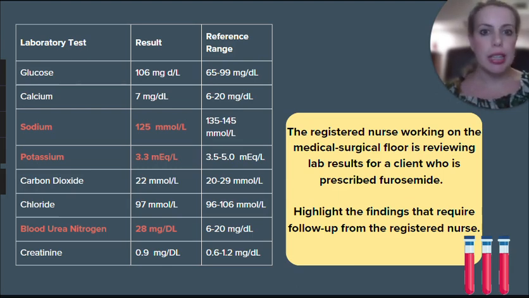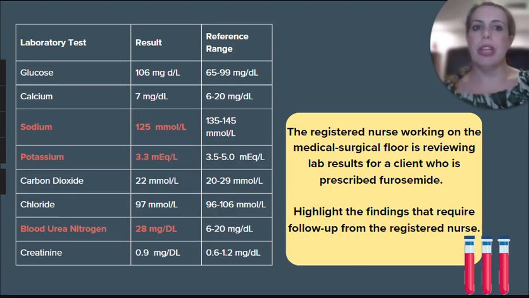Same story with potassium. If that potassium continues to trend down, our client can then end up with life-threatening arrhythmias. So yep, we're going to go ahead and highlight that also. So then we have our carbon dioxide and our chloride. They're still looking okay. What about that blood urea nitrogen, or BUN?